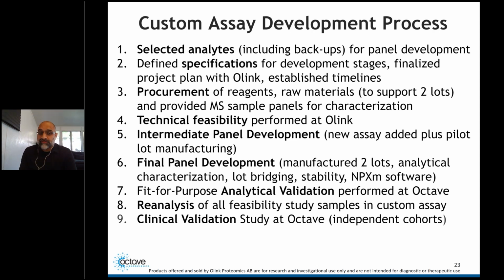Next, an analytical validation was performed at Octave after transfer of the reagents. We then reanalyzed all of the feasibility studies that we had previously tested using the RUO assays and our custom assay, and we're now in the process of conducting a clinical validation study at Octave, which is looking at several independent cohorts in our custom assay.